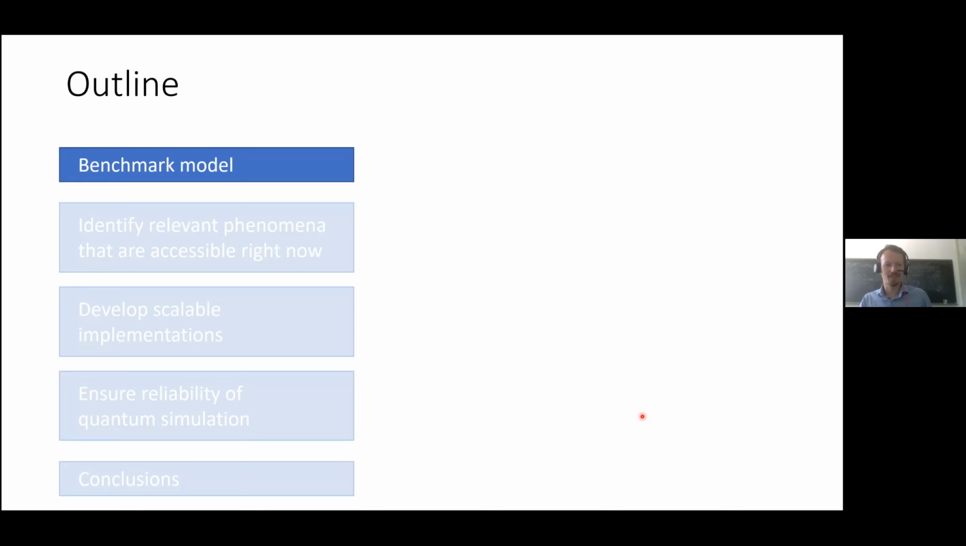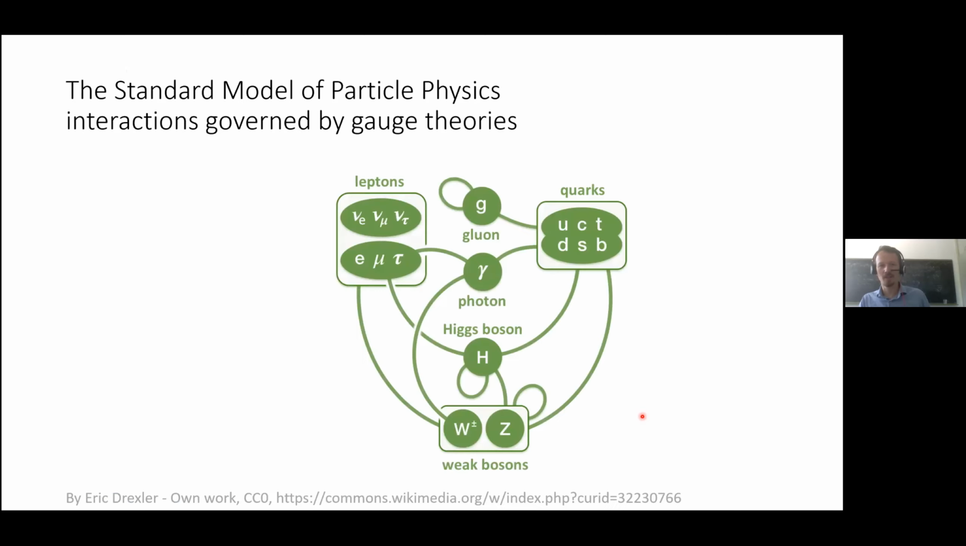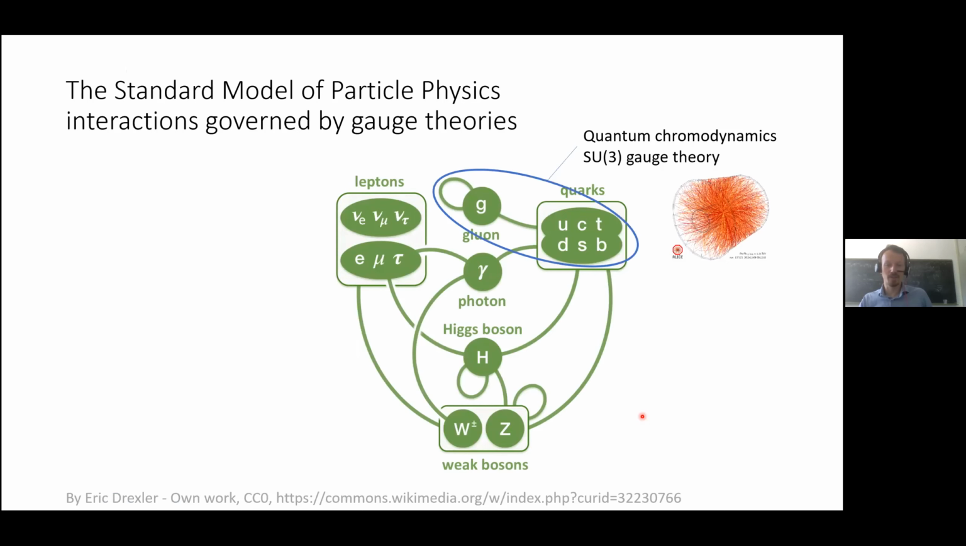So let's start with the benchmark model. As I said, we want to do high energy physics, so the framework we should look at is the standard model of particle physics. There, the interactions between different particles are governed by gauge theories. For example, for these heavy ion collisions, we have gluons and quarks that interplay, and that is governed by quantum chromodynamics. That's an SU(3) gauge theory, which is very complicated.